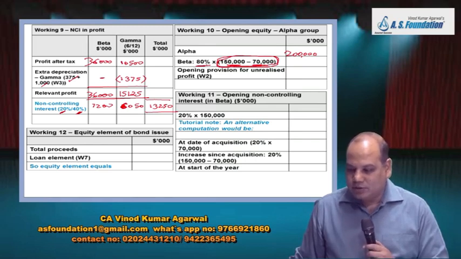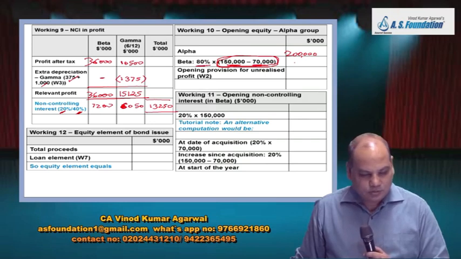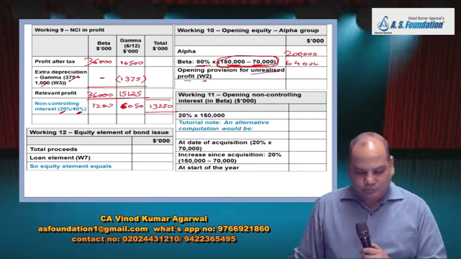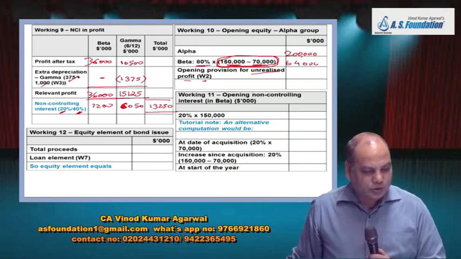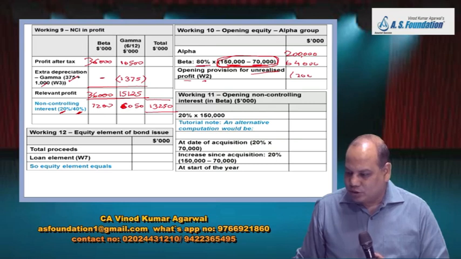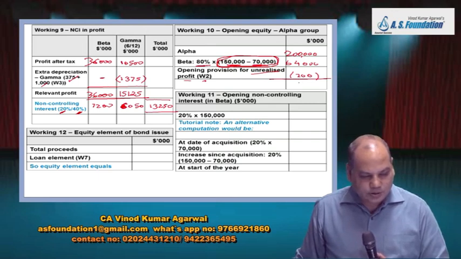Our share in that is 80%. So how much is that? 64,000. Okay, now one important adjustment which sometimes we may forget. There is an opening provision for unrealized profit. Go to working note 2 and tell me what was the opening provision for unrealized profit. Is it 200? On opening stock 200 rupees. Reduce.